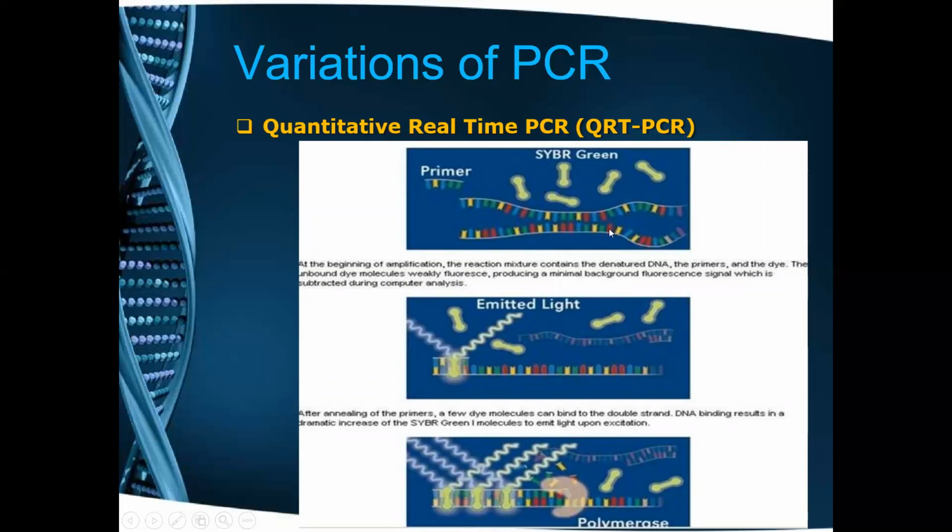See, this is a DNA strand and this is the primer. This is the primer. Then these are all SYBR Green dye. At the beginning of amplification, the reaction mixture contains denatured DNA, primer, and dye. So when the experiment is starting, what is in it? Template DNA, primer, and the dye. The unbound dye molecules weakly fluoresce, producing a minimal background fluorescent signal which is subtracted during computer analysis.